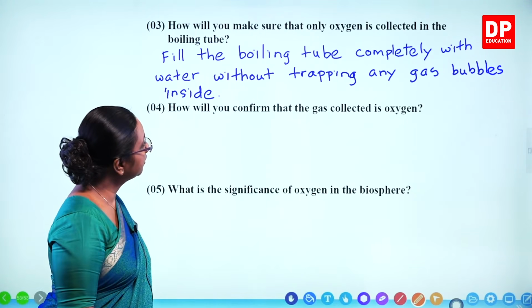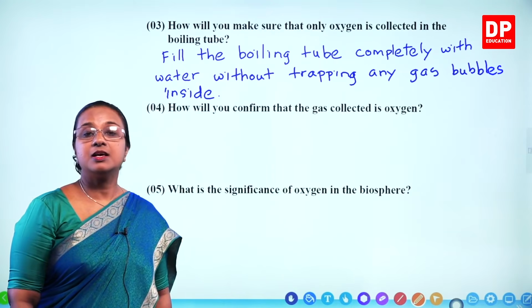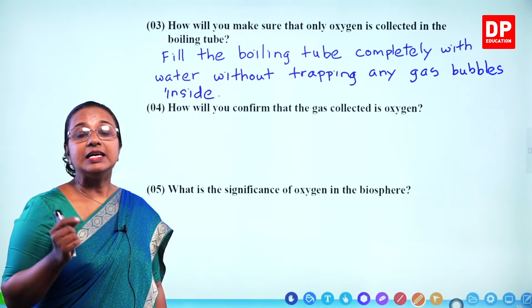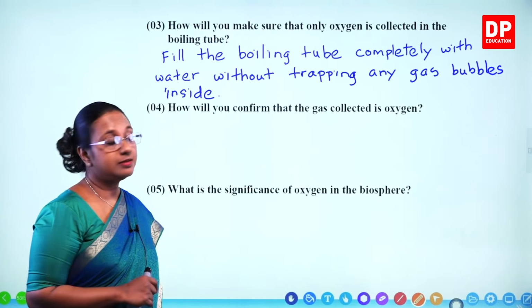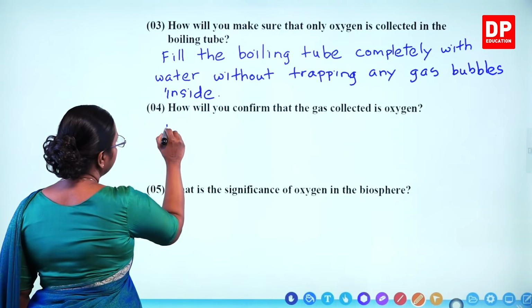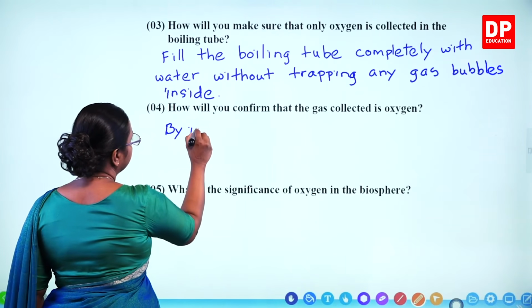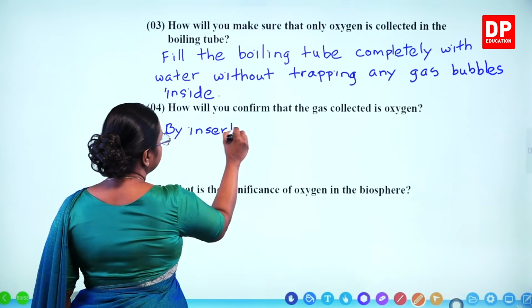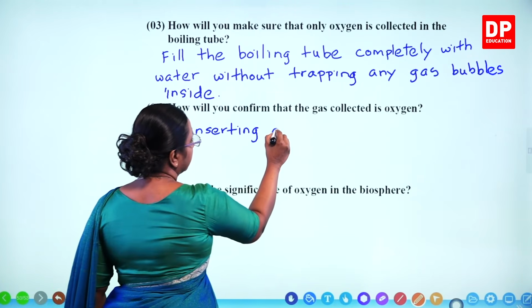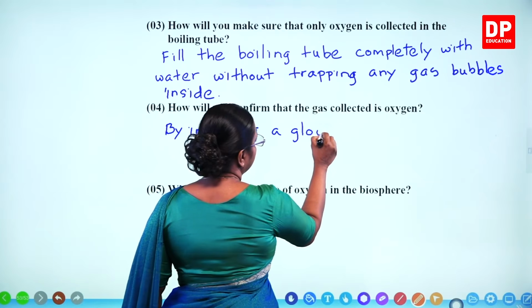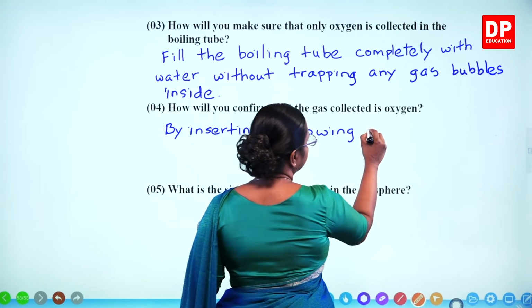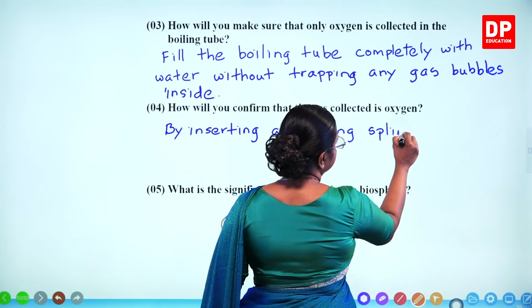How will you confirm that the gas collected is oxygen? By inserting a glowing splinter.